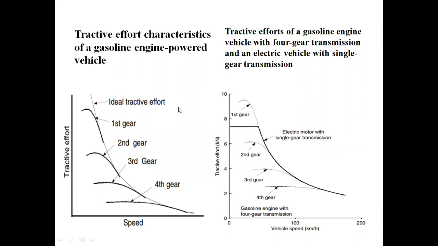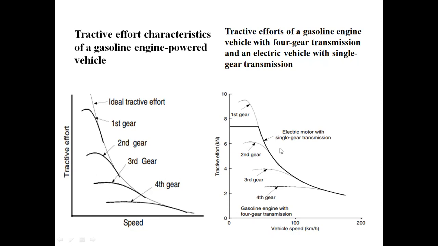Next, I will explain this figure: tractive effort characteristics of a gasoline engine powered vehicle. I explained this diagram previously, tractive effort versus speed. This is the ideal tractive effort. This is the practical vehicle going through first gear, second gear, third gear, and fourth gear. When the vehicle is moving in fourth gear, the speed of the vehicle is very high. In third gear, the speed is low compared to fourth gear. In first gear, the speed of the vehicle is very low.